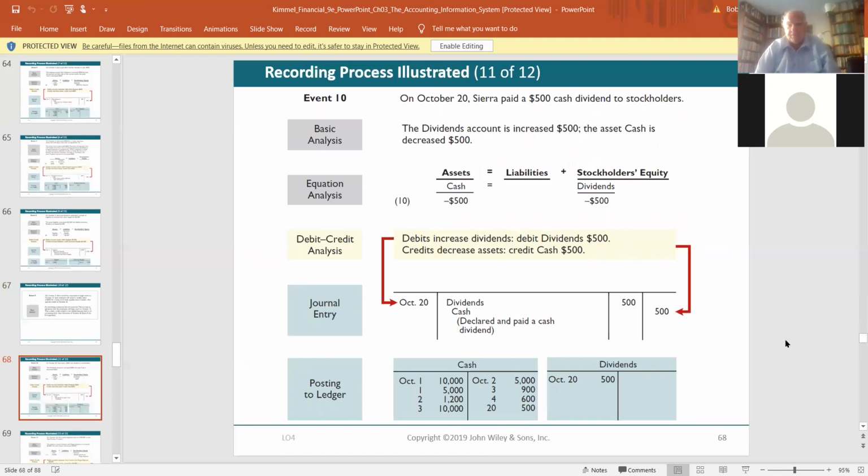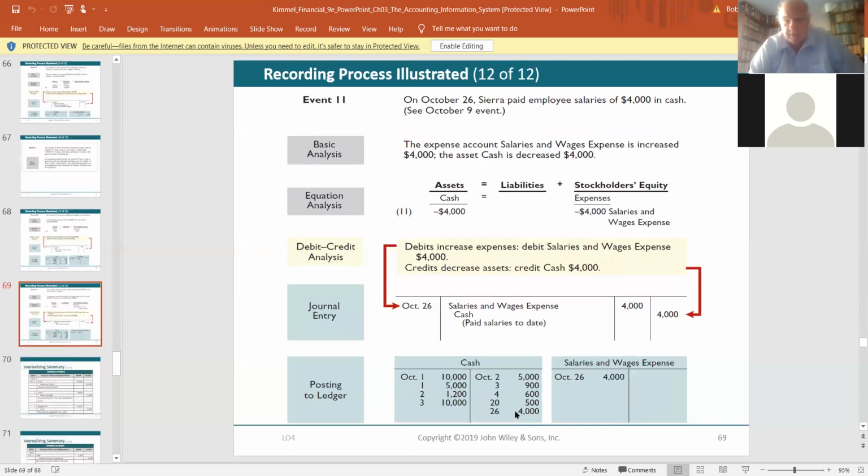They paid $500 dividend. If you own stock, you got $500 now, huh? Whoever owns the stock. So what gets debited? Dividends get debited, and cash is credited $500. Keeping in mind that dividends are a part of stockholders' equity. Stockholders' equity consists of the common stock, the dividends, and the revenues and expenses as well. They paid their employees. Well, that's an expense, huh? Debit salaries and wage expense, credit cash.